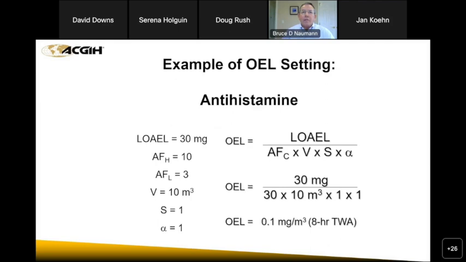So here's the same information. The LOEL is 30. We used a default uncertainty factor or adjustment factor of 10 for human inter-individual variability. We used a factor of 3 to extrapolate from that LOEL to a NOEL. So the composite adjustment factor was 30, with 10 cubic meters for breathing volume, and we had data showing that we didn't have to adjust for accumulation, and we knew that the bioavailability, which I didn't mention, was high.